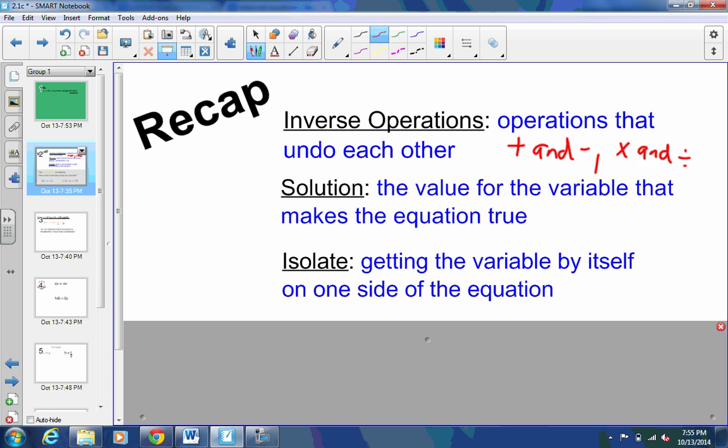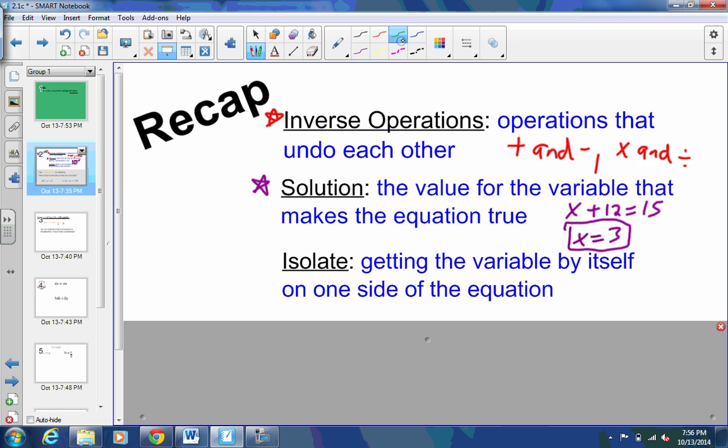Second word is a solution. So we talked about inverse operations. A solution here is simply the value for the variable that makes the equation true. So if you have x plus 12 equals 15, you can solve it, and you know that x is equal to 3, and that is your solution. So your solution is that x is equal to 3. That's the value for the variable that makes this equation true.